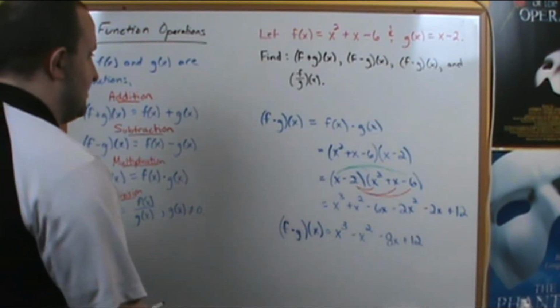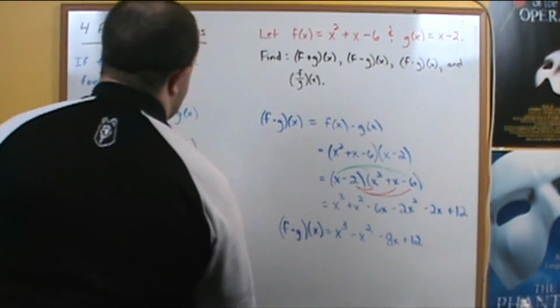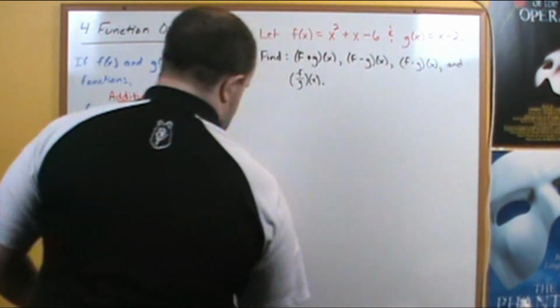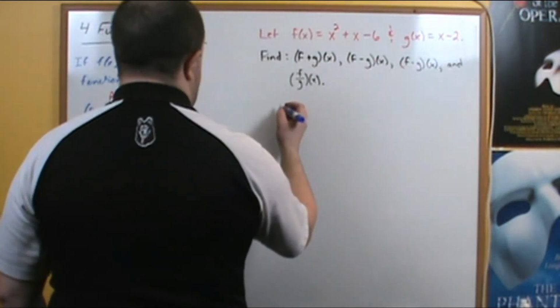Then the last one is the trickier one, f divided by g of x. Right, f divided by g of x.